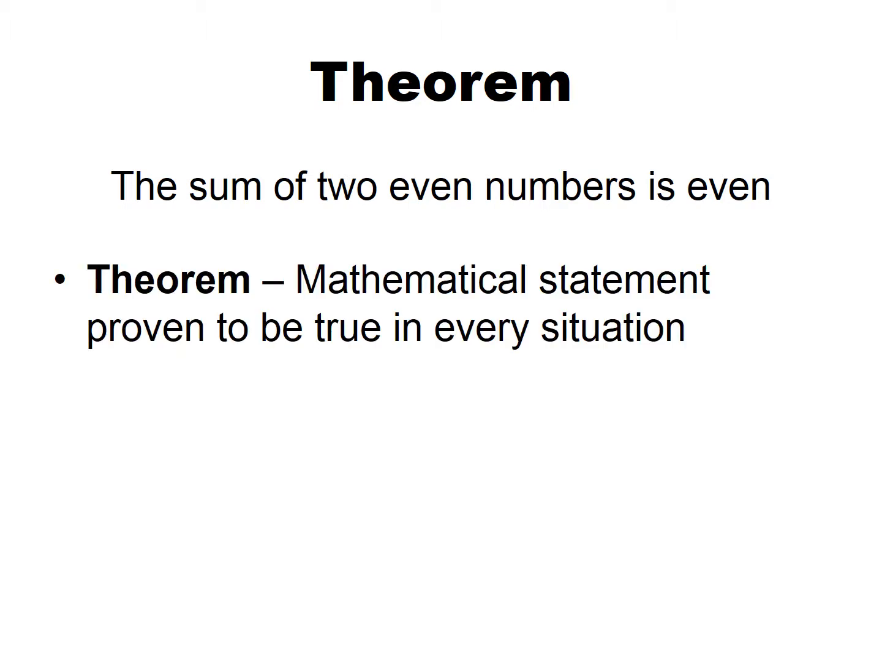Now, a theorem is a mathematical statement proven to be true in every situation. And so we can prove that no matter what two even numbers I choose, no matter how big or small they are, I'm always going to get an even number. Now here in this lesson we're not going to formally prove this statement, but we will kind of illustrate why it's true.